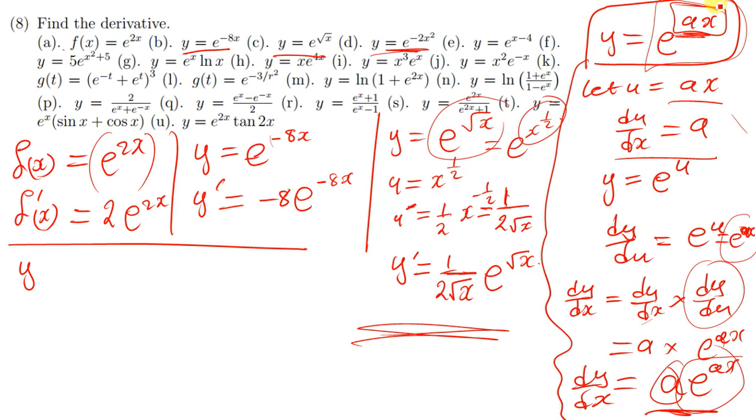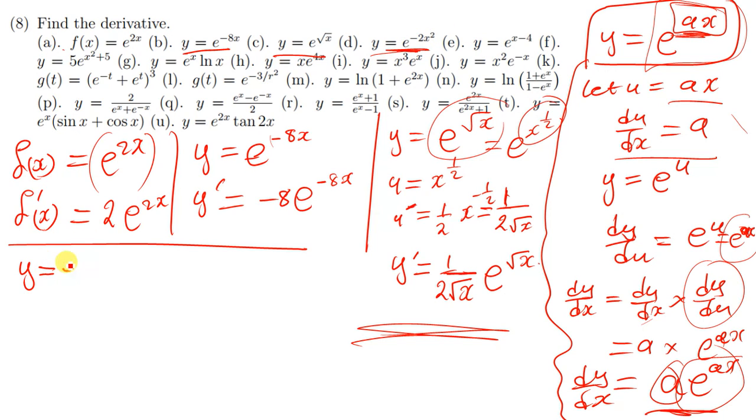You equate the power to u, and then you differentiate u, then you come and multiply it with the original function. That's called chain rule, because chain rule is used to differentiate composite functions. Okay, so we do the same even on this function. So we differentiate the power there.